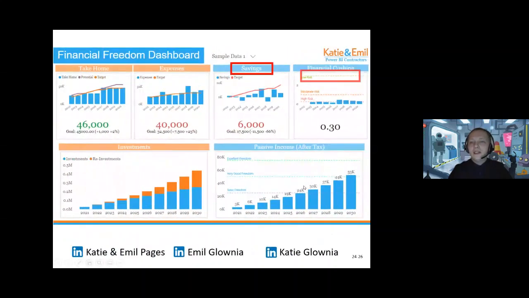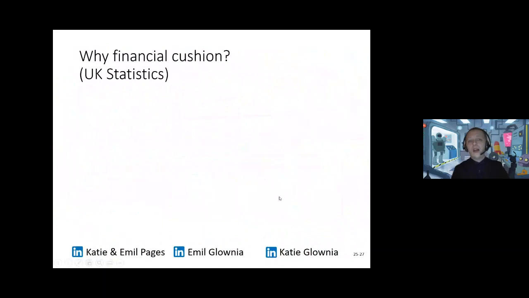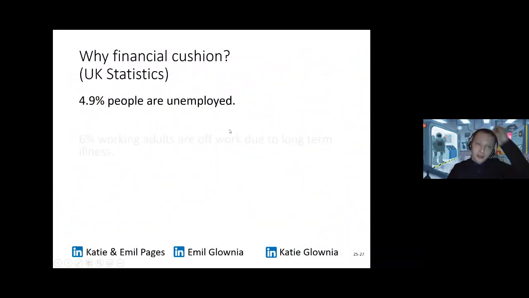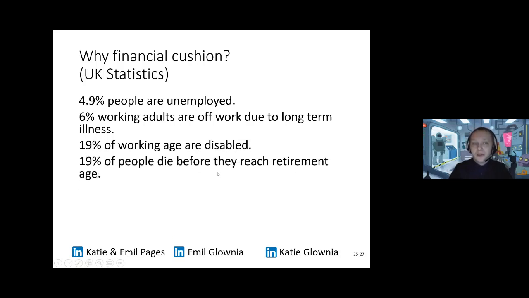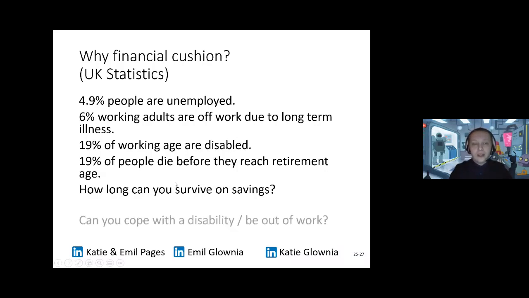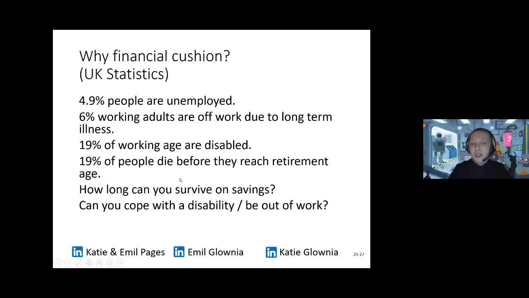And next we have savings and financial cushion. Now, why financial cushions? I personally believe it's really important, and that's because I suffered an illness and was out of a job. But 4.9% of people are unemployed, 6% of working adults are off work due to long-term illness, 19% of working age are disabled, and 19% of people die before they reach retirement age. So things can happen. You've probably heard about a few cases. You may have been involved in some of these as well, but during life, it's important to have a financial cushion, because if it happens, you need to ask yourself, how long can you survive on your savings? And can you cope with a disability, being out of work?